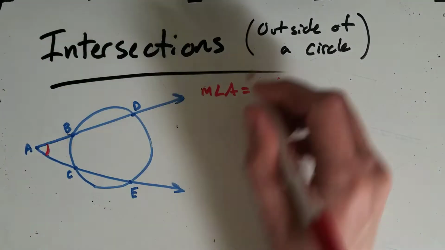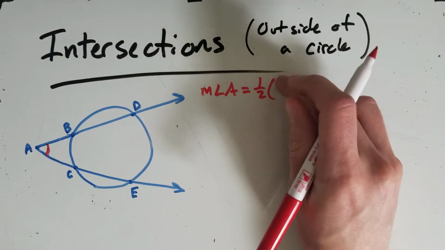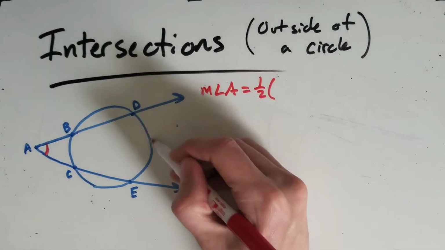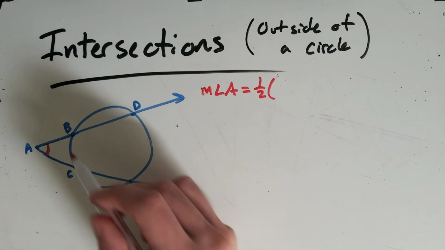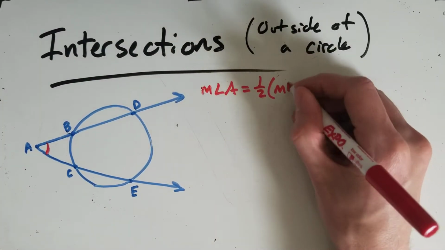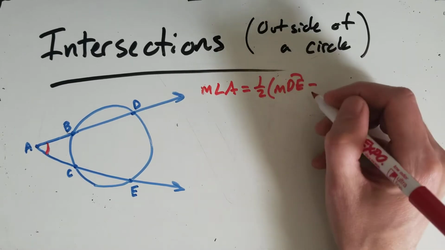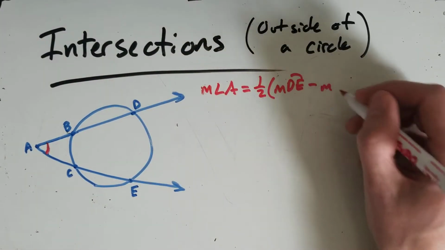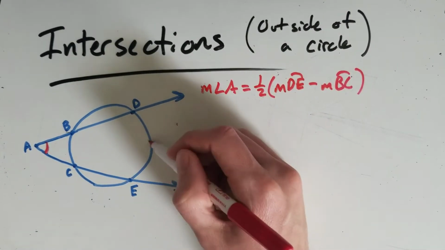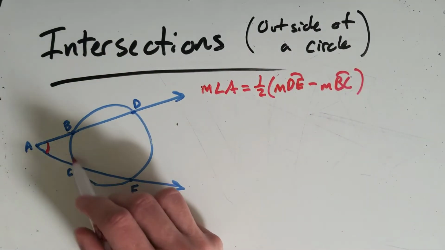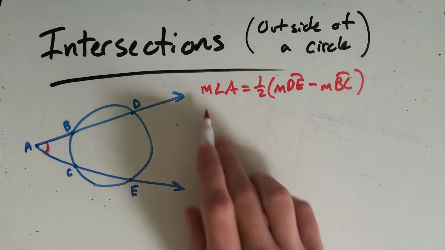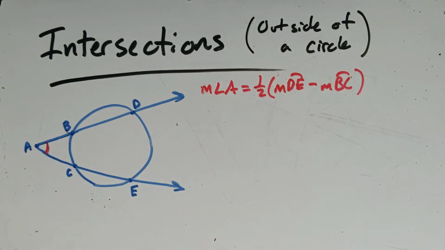Well, that's going to be equal to 1/2 the difference of the two intercepted arcs. Well, the two intercepted arcs are DE right up here and BC down here. So it's going to be the difference of the measure of arc DE minus the measure of arc BC. And it will be the larger arc over here, or the smaller arc being subtracted from the larger arc. So this exists if you have two secants like this.